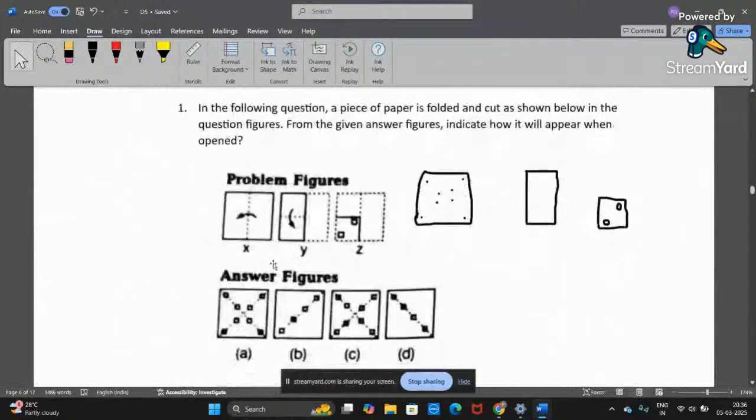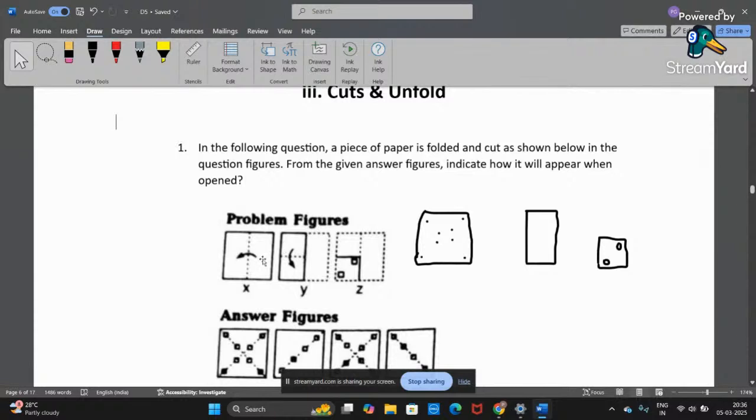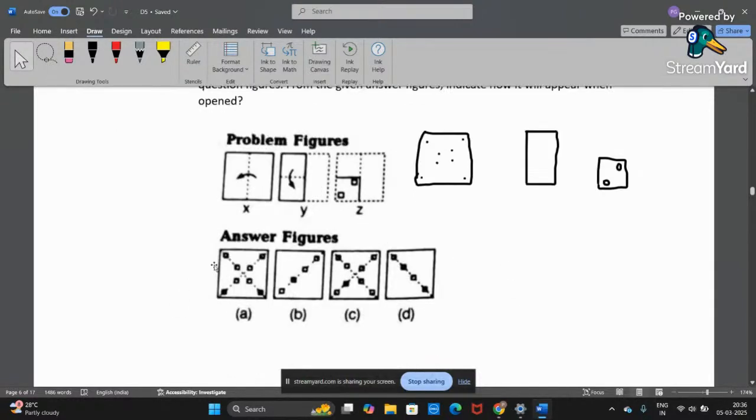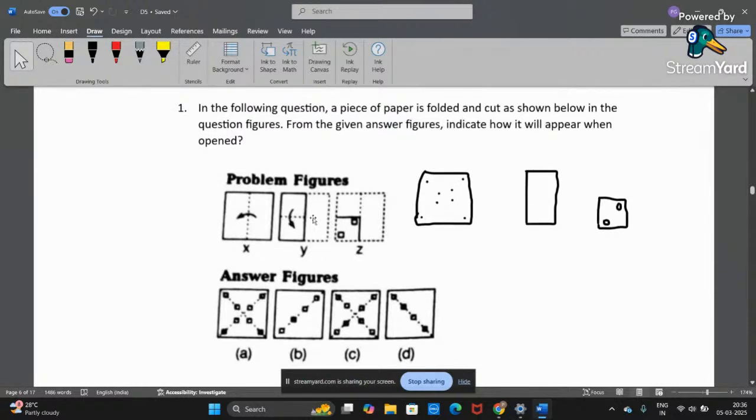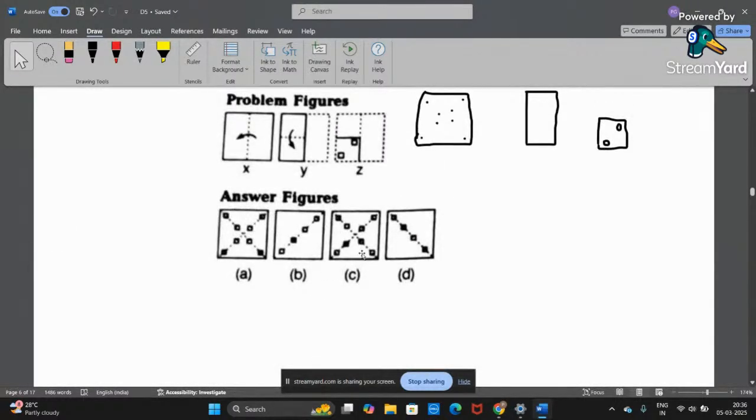Then cut and unfold. In this, they'll give some figures. Then they'll show them folding in different ways. Then they draw a diagram on that. Based on this, we need to find the answer. First, we have to count the number of folds done. Then we have to count how many holes they are going to make on the fold after folding. Then we have to multiply the number of holes by the number of folds. Then we need to analyze.